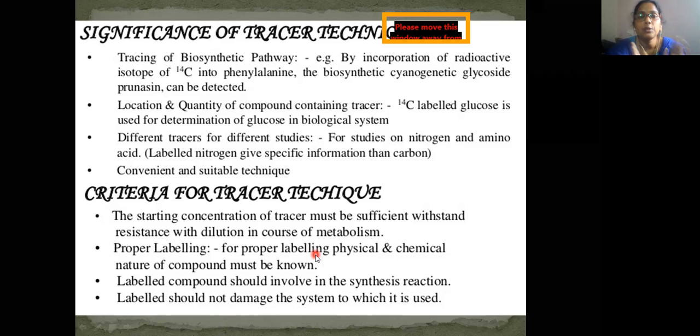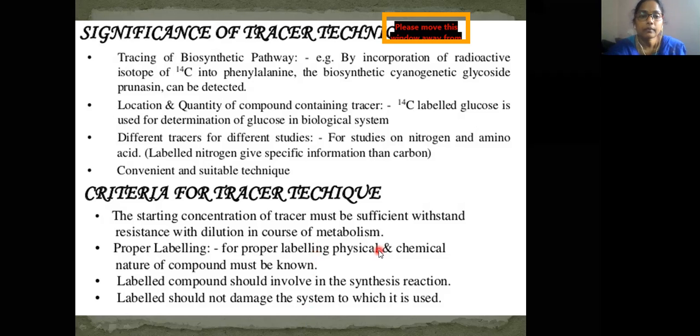These are the points to be noted and checked before starting the tracer technique or before choosing the radioisotope. The starting concentration of the tracer must be sufficient, it should withstand dilution, and proper labeling should be done. Before going for the labeling, you should study the physical and chemical properties of the compound to be labeled. The radiolabeled compound should be involved in the general synthesis reactions, but it should not interfere with, disturb, or destroy the system. It should not cause any damage to the system or reactions.